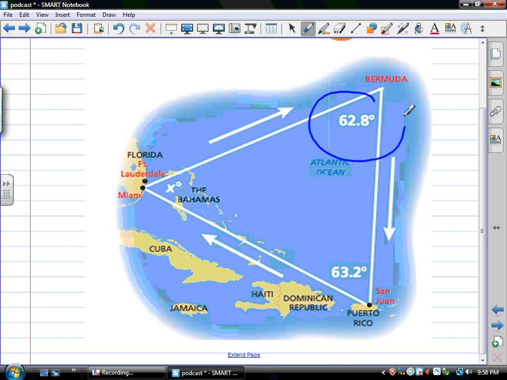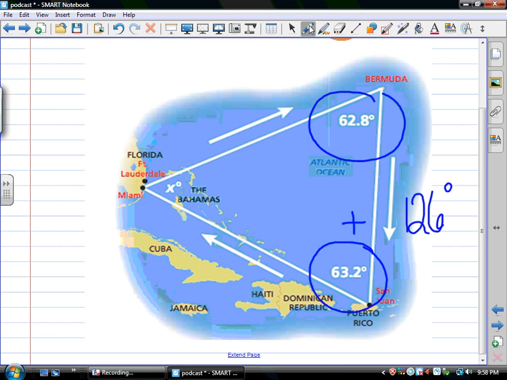I'm going to say 62.8 degrees plus 63.2 degrees. I'm adding together what I know. When I add these two together, that gives me 126 degrees. I know the sum of the measures of the angles in a triangle has to give me 180 degrees.